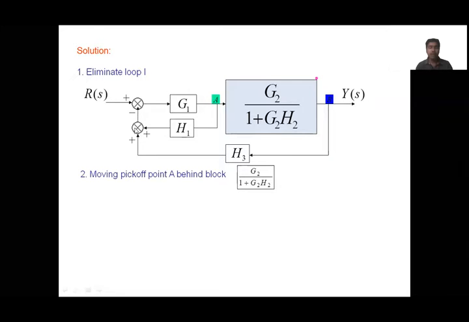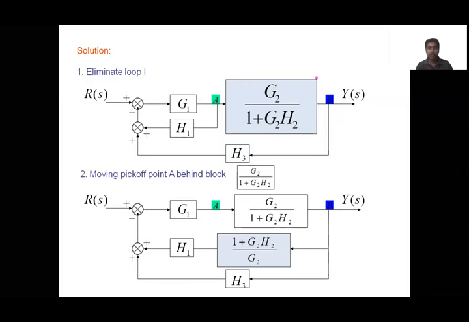Here the second loop is having the summing point. Let us shift this takeoff point from before the block to after the block, then this block and the G1 block will become cascade. Of course, it's not a problem. You can also do like this. We can also simplify this loop and combine in a cascade way after that. But it's good to shift this takeoff point, A point to B. Now it will become like this.